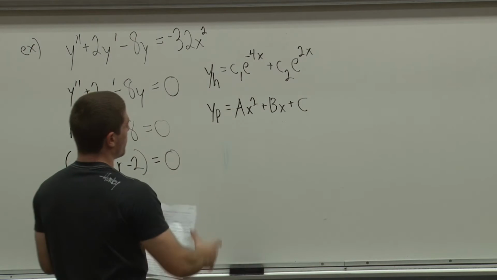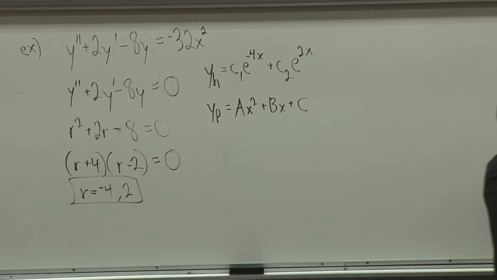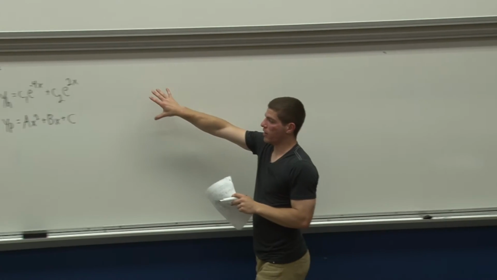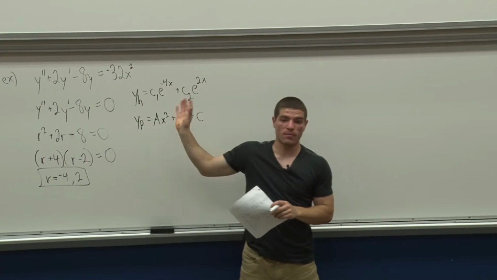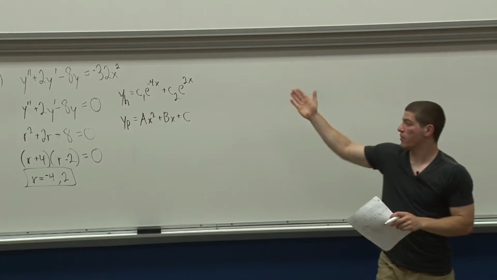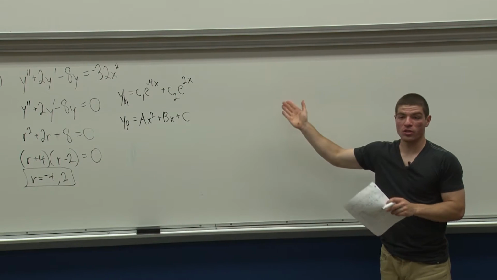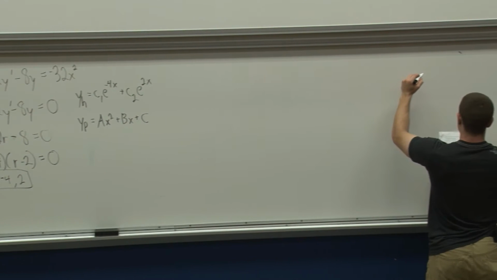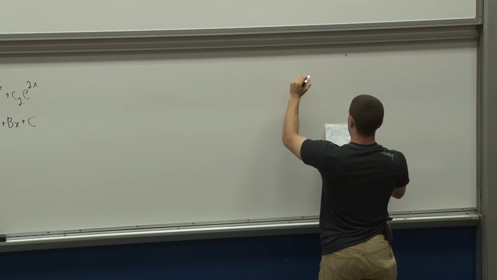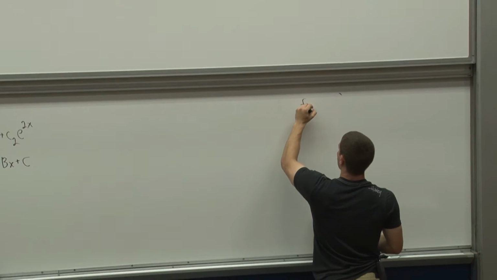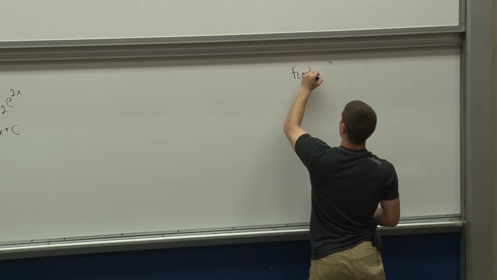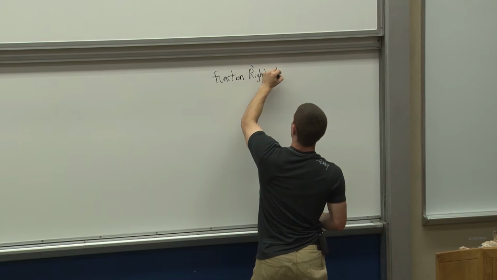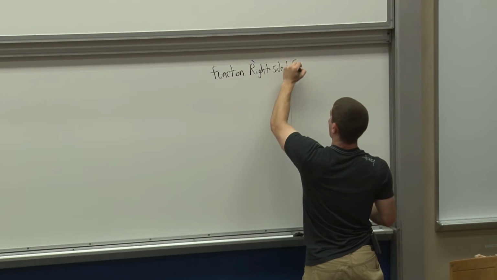So once we have this as one of the guesses, I'm going to write over here what the right side of the undetermined coefficients problem could possibly be. It doesn't necessarily have to be a polynomial of degree 2 to use this method. It could be a lot of other things. So I will write this down: function on right side, and then I'll write guess.